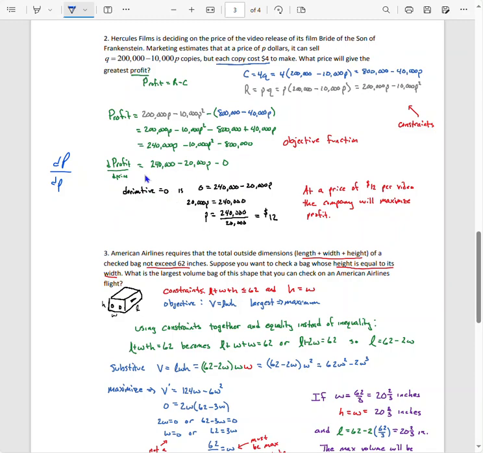So we know that the derivative is equal to 0 when 0 is equal to 240,000 minus 20,000 P. We'll add 20,000 P to both sides. Divide by 20,000, we get a price of $12. The problem starts with words, so let's finish it up with words. At a price of $12 per video, the company will maximize its profit.